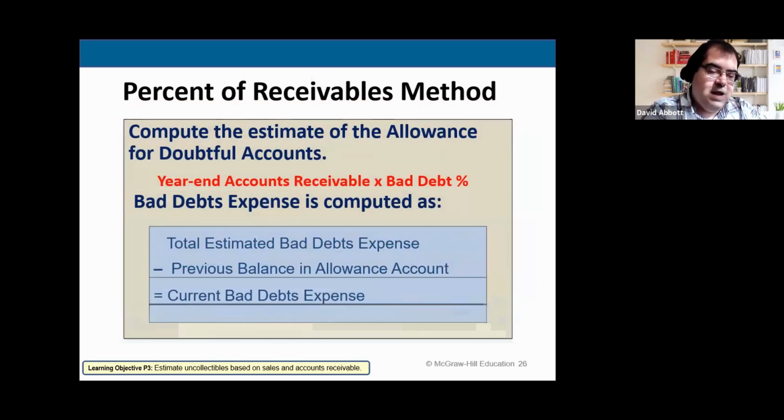estimated bad debts. And then we have another method that we could use, the percentage of accounts receivable method, also called a balance sheet method. It assumes that a percentage of the company's receivables is uncollectible. This percent is based on experience and economic trends. Total receivables is multiplied by this percentage to get the estimated uncollectible amount as reported on the balance sheet as the allowance for doubtful accounts. And so you would take the total estimated bad debt expense, subtract the previous balance in the allowance account, and then that would equal the current bad debt expense.